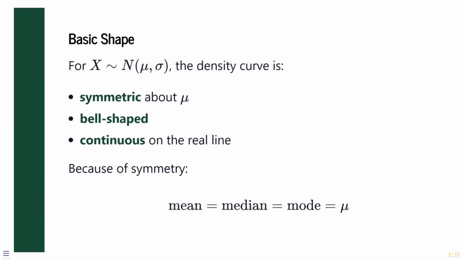Here we describe the basic shape of a normal distribution. If a random variable follows a normal distribution with parameters mu and sigma, its density curve is symmetric about mu, bell-shaped and continuous across the real line. One important consequence of symmetry is that the mean, median, and mode are all equal to mu. The single-peaked balance shape is what gives the normal distribution its familiar appearance.